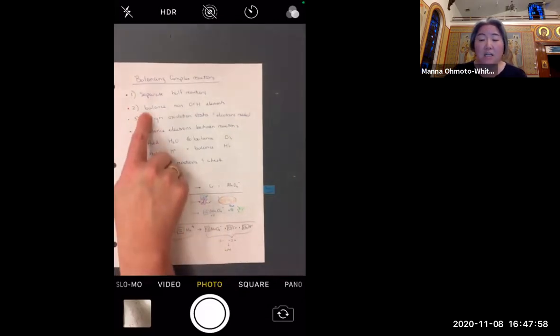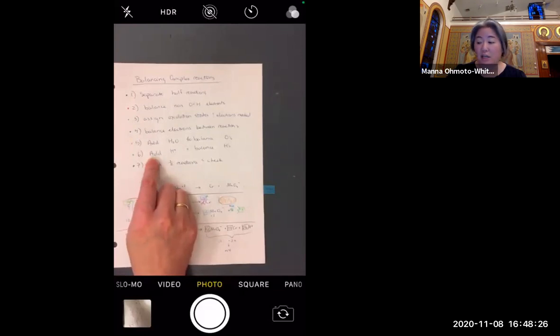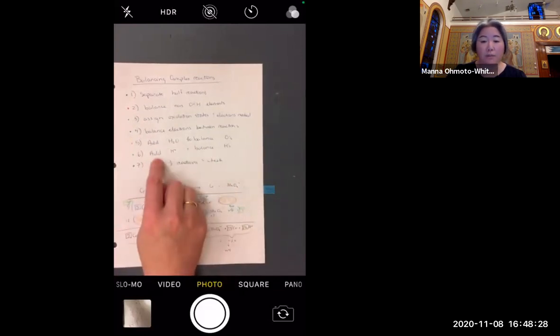You need to balance the non-oxygen and hydrogen elements. You then need to assign oxidation states and the electrons needed to make that oxidation state change. Then you balance the electrons between reactions. So this is what is normal with the simple reduction reactions. Now, because I have oxygens, I'm going to add waters on the opposite side to balance the oxygens. And I add hydrogen ions to balance the H's that I brought in with water. And then I add the half reactions and check.